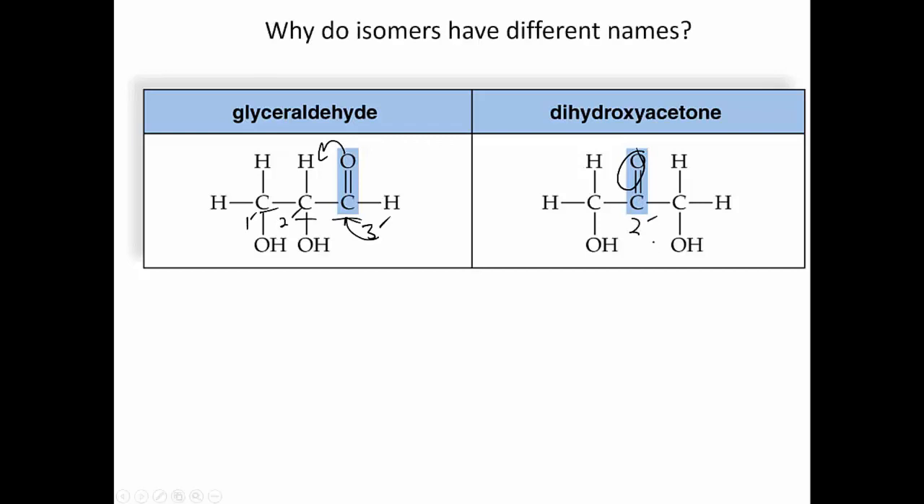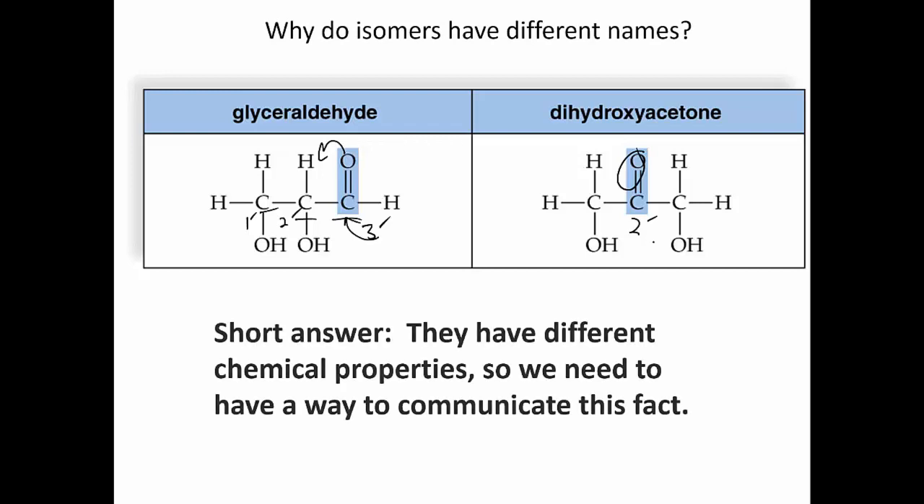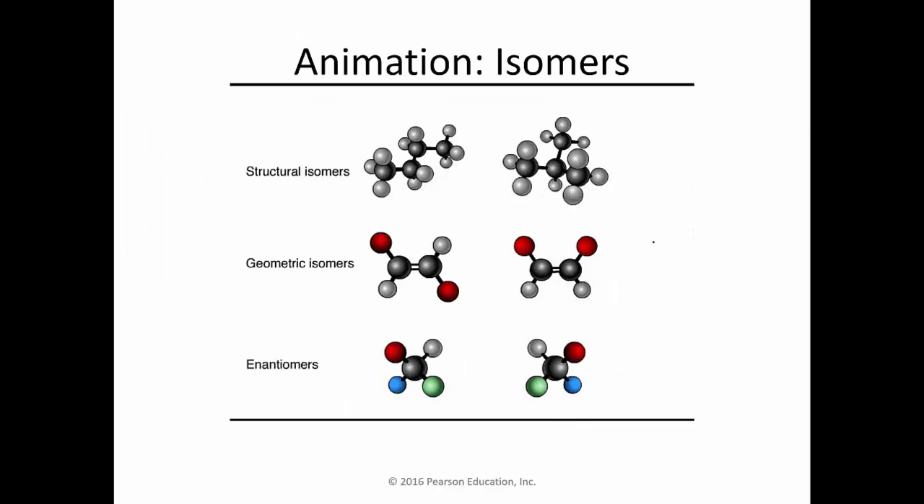Okay, all right. So why do they have different names? Well, they have different properties, and we need to communicate this fact. So if isomers were always the same no matter what, regardless of how the molecules, atoms are put together, we would never need to call them anything different. But because they have different chemical properties, we have to have a way of describing these differences. So we have different names. Okay, this is another one of the animations from the Pearson website. You can watch that on your own.